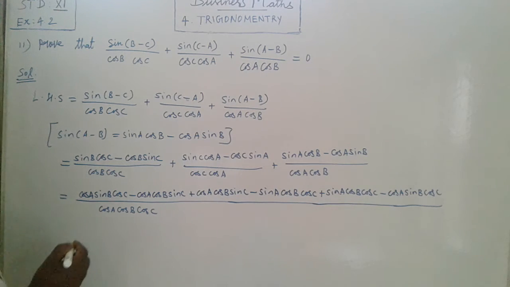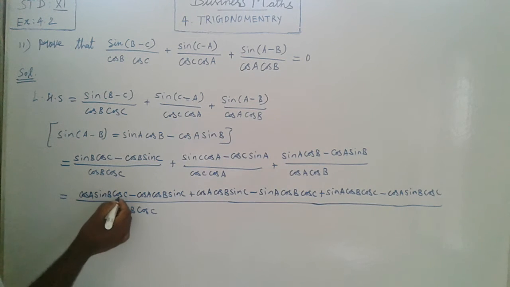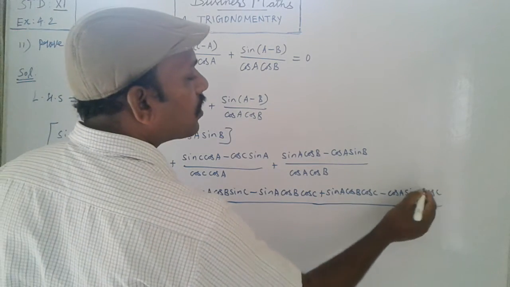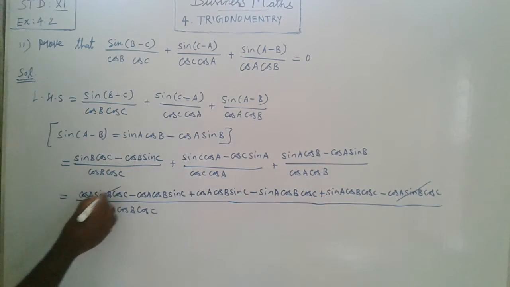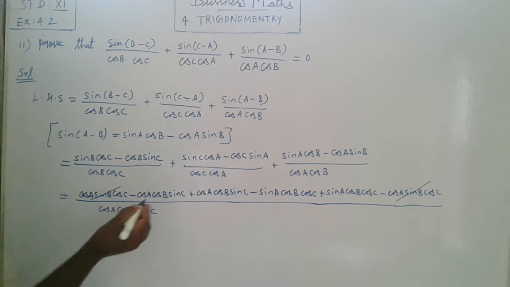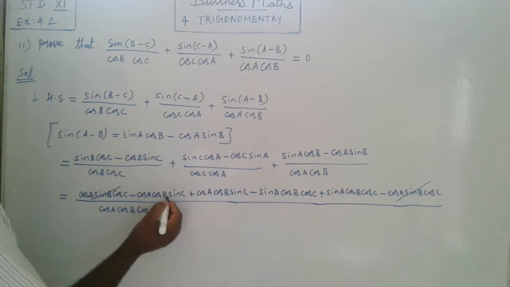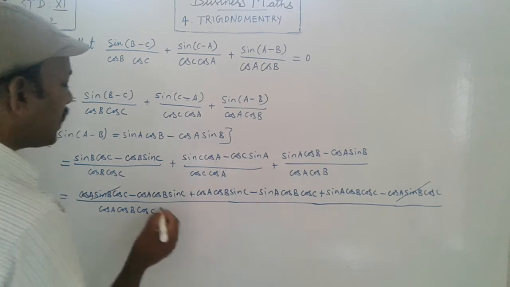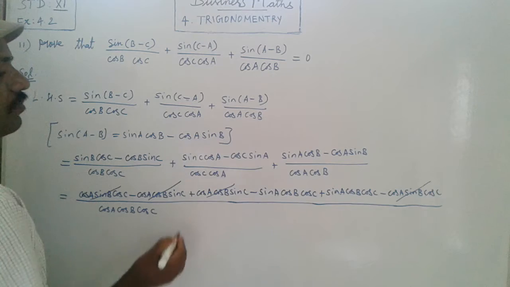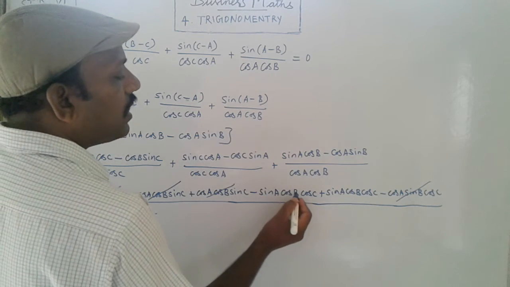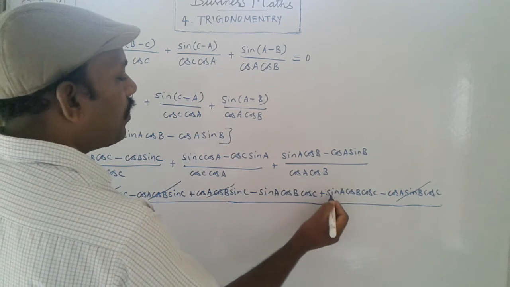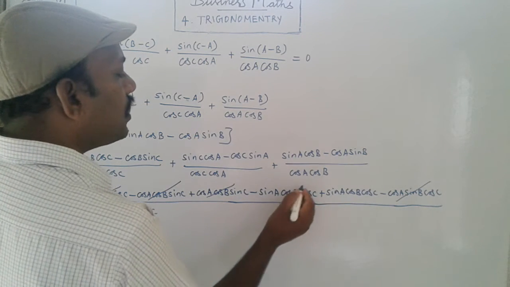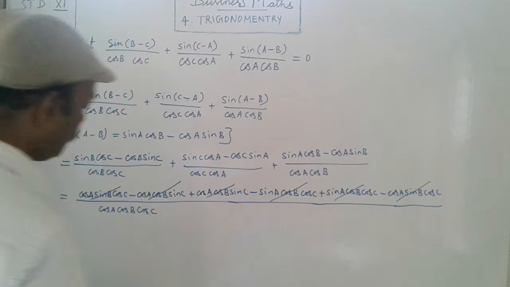So cos A sin B cos C minus cos A sin B cos C, the plus and minus cancel. Next, minus cos A cos B sin C plus cos A cos B sin C cancels. Next, minus sin A cos B sin C plus sin A cos B cos C. So these two terms are cancelled.